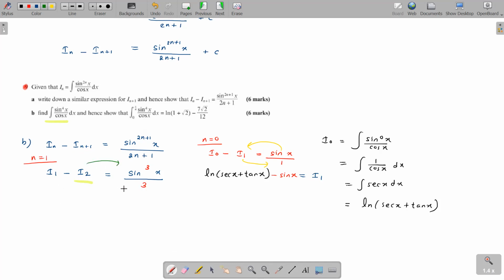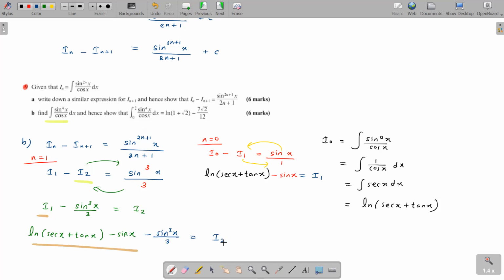So input the value here. I'll take this here and I'll take this here. I1 minus sine cube x over 3 equals I2. So I1 is found as ln sec x plus tan x minus sin x. That is I1. So basically what I did here was substitute I1 and then minus sine cube x over 3 equals I2. So this is what we need to find. This is I2. Do you agree with me?